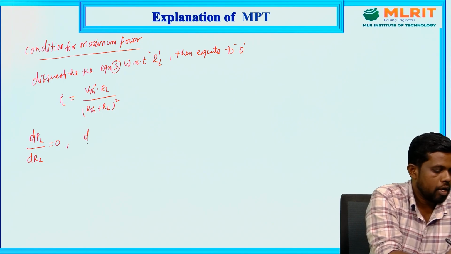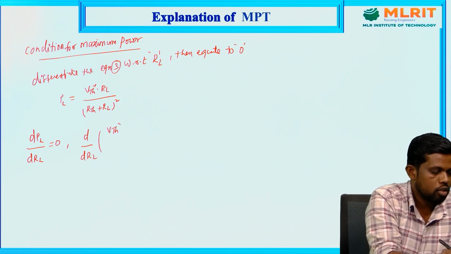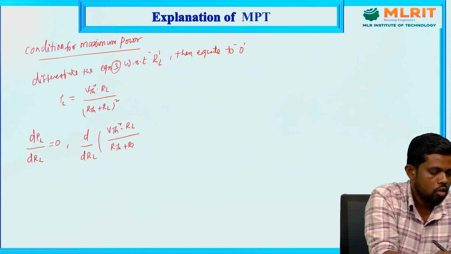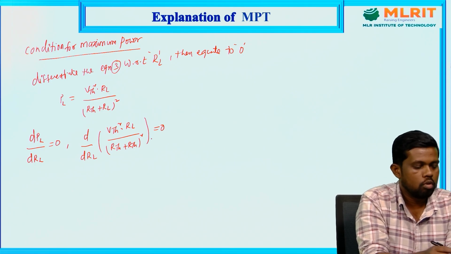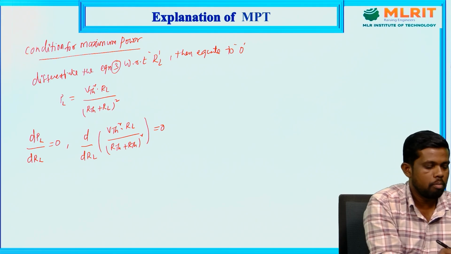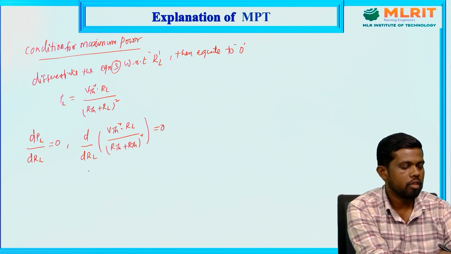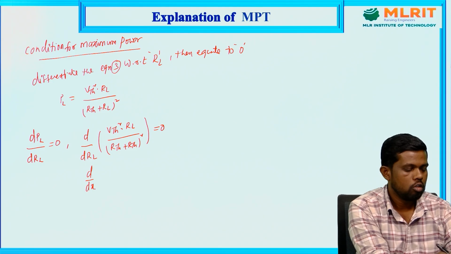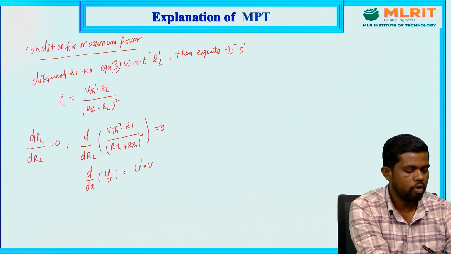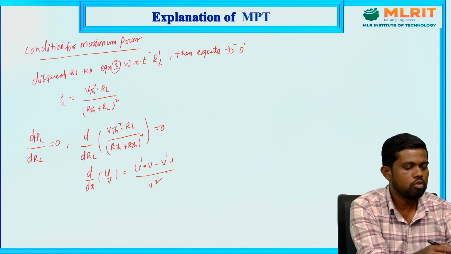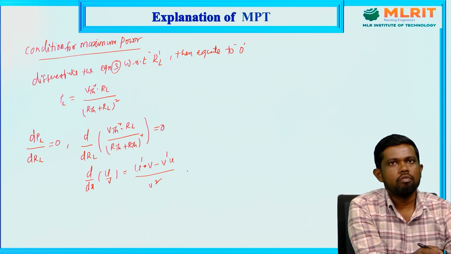So for this, d by dRL of VT square into RL upon (RTH plus RL) whole square, equal to 0. This whole term looks like a U by V method. According to the U by V method, d by dx of U by V is equal to (U dash into V minus V dash into U) upon V square. Because the term looks like this, U by V method means we need to do the differentiation.